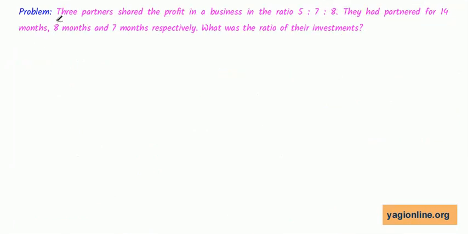So this problem says that 3 partners shared the profit in a business in the ratio of 5:7:8. We are already given the ratio of their profit. They partnered for 14 months, 8 months and 7 months respectively. So because time period is given, it is a case of equivalent investment. So what was the ratio of their investment? We have to find out the ratio of their investment.